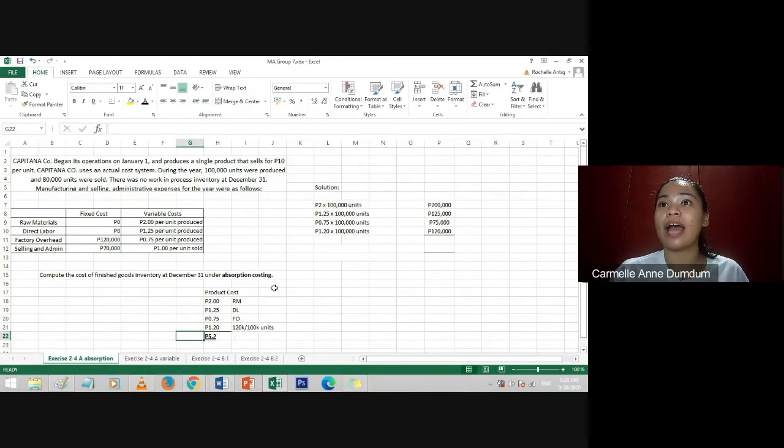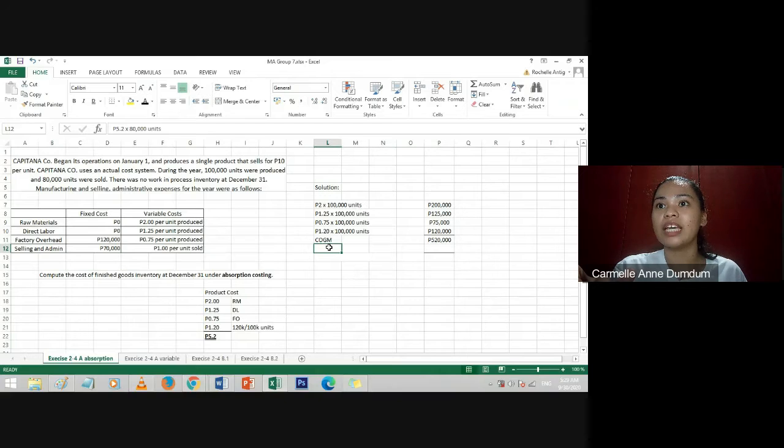So for our answers, we have 200,000, we have 125,000, we have 75,000, and then we have 120,000, which totals 520,000, which is exactly the same when we multiply our given per unit cost, which is 5.2, by 100,000. If you multiply it by 100,000, it comes out 520,000. But 520,000 is not the cost of finished goods inventory. It's the cost of goods manufactured.